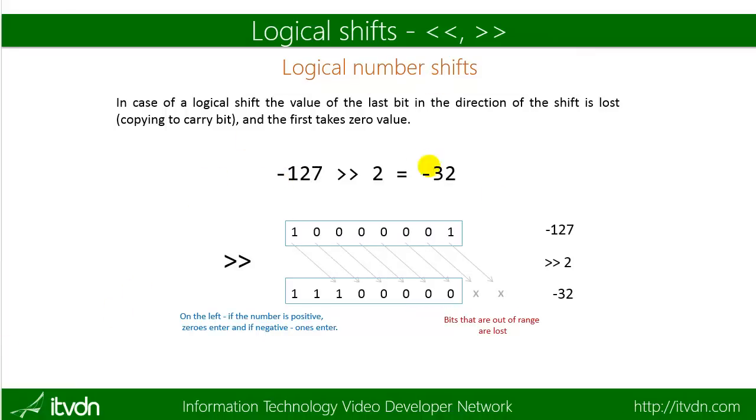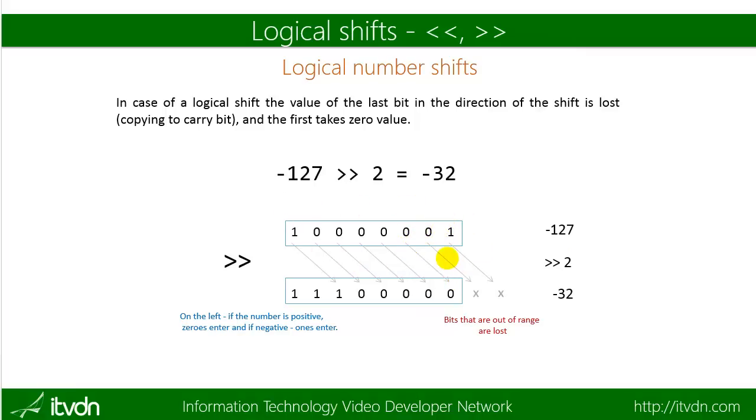Logical shifts to the right. Let's take a look at this. In this case, we have -127, and we're moving it 2 steps to the right. And our answer is -32. But why is it like this? The same reason. You have a binary combination of ones and zeros, and these numbers are -127 in decimal form. So this is what 127 looks like in binary format.